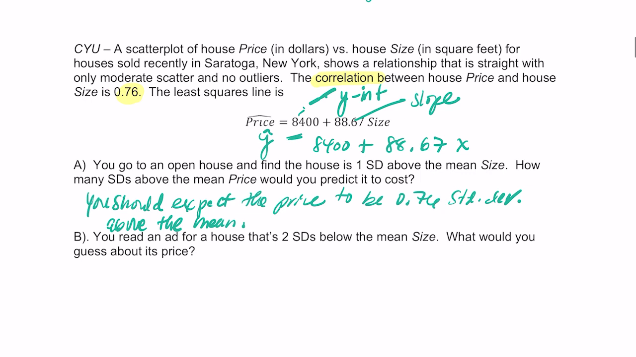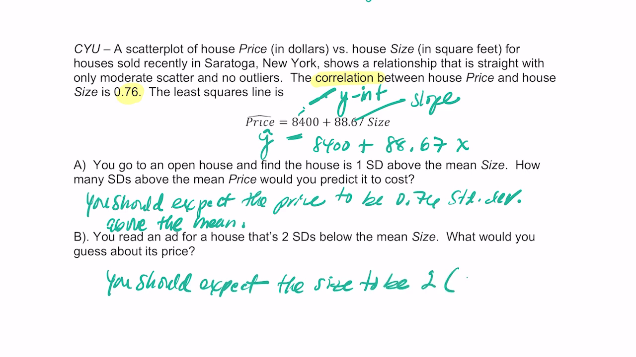You read an ad for a house that's 2 standard deviations below the mean size. What would you guess about its price? Below tells me it's going to be below average. So you should expect the price to be 2 times 0.76, or 1.52 standard deviations below the mean.